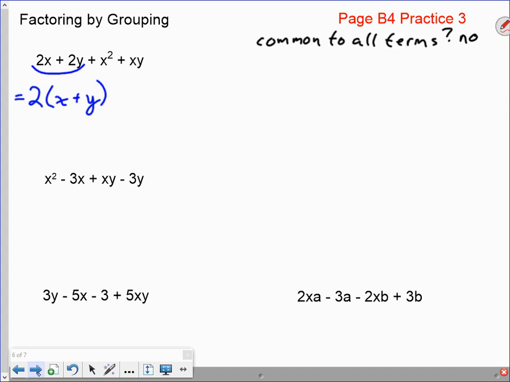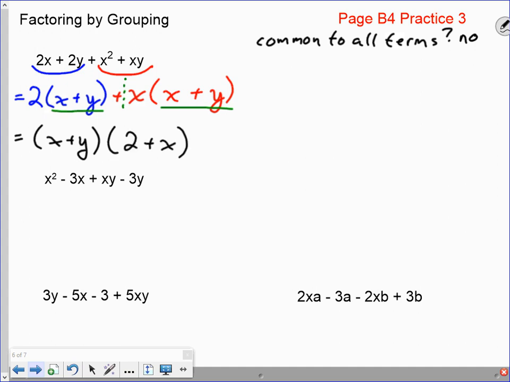I can then group the second 2 terms together, and I can ask myself, okay, what is common to those second 2 terms? Well, if we've got an x squared and an xy, the x is common. What I'm going to be left with in the brackets after factoring out that x, I'll have an x here, and I'll have a y here. Now when I look at these, I have an x plus y and an x plus y that's common to these 2 terms. So I can factor out the x plus y, and I'll be left with 2 plus x.